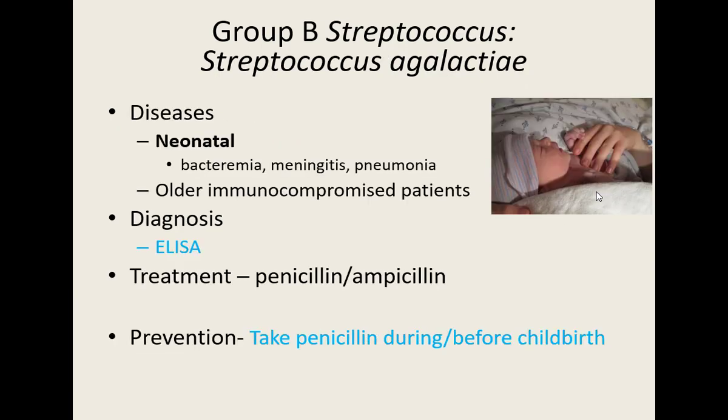Now, where Streptococcus agalactiae causes the most issues is usually neonatal. So when pregnant women are carriers of this particular bacteria, they pass the bacteria onto their infant in childbirth. And so it can cause bacteremia, that's bacteria in the blood. It can cause meningitis. It can cause pneumonia in newborns. I mean, poor things just got born and now all of a sudden they're sick.